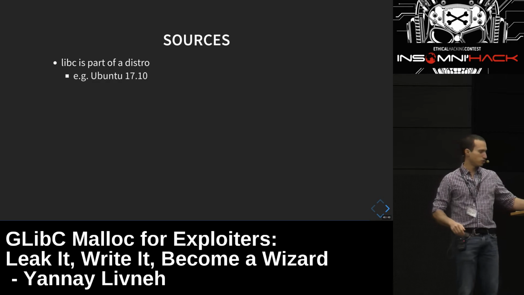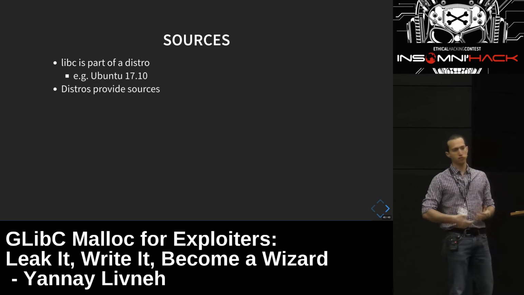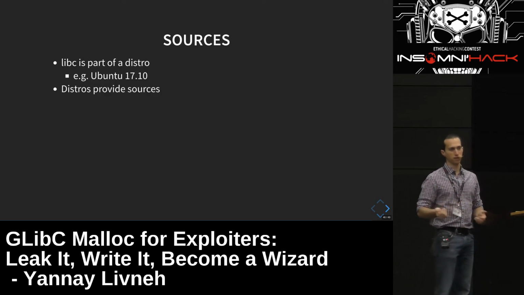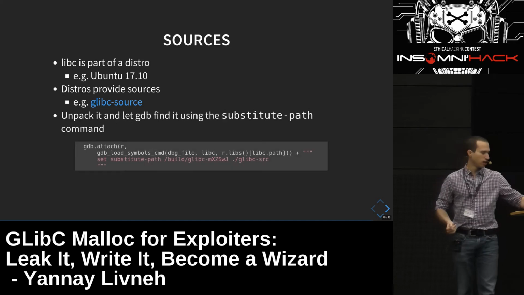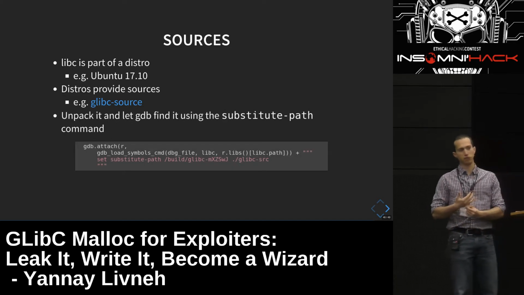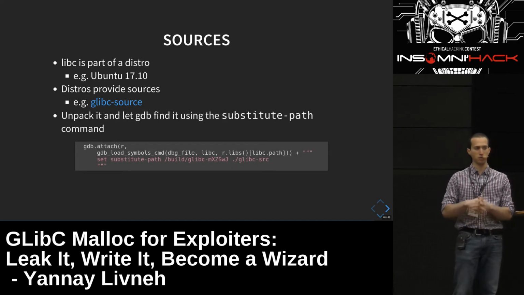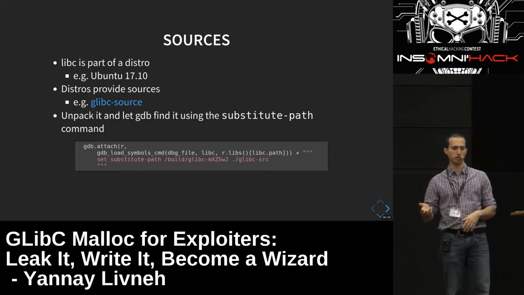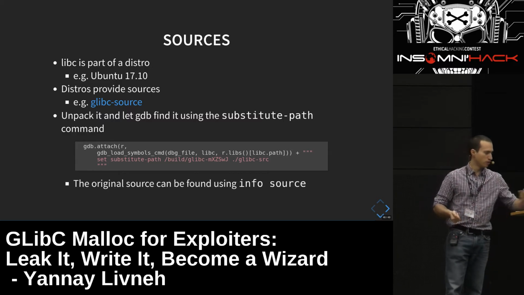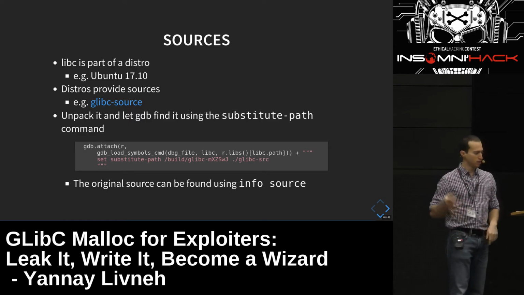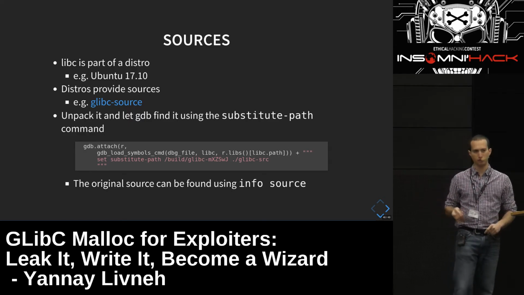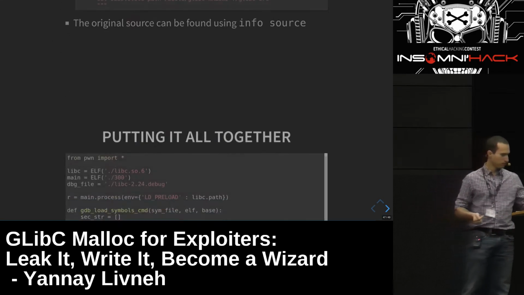libc is part of a distribution, say 17.10, and distributions have their source files also packed nicely, and you can just download them. So this is the example for 17.10. This is the source code. And you can load it into your GDB with the substitute-path command, which tells GDB where to look for the original source code. And if you want to know where it is currently looking, so you can use substitute-path correctly, you can use the info source command.